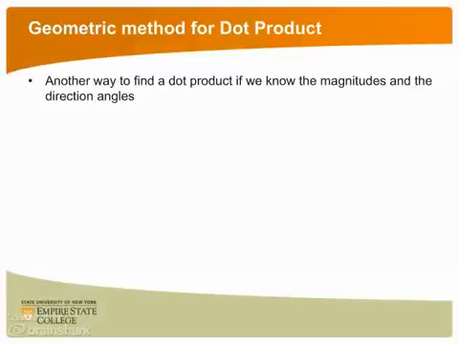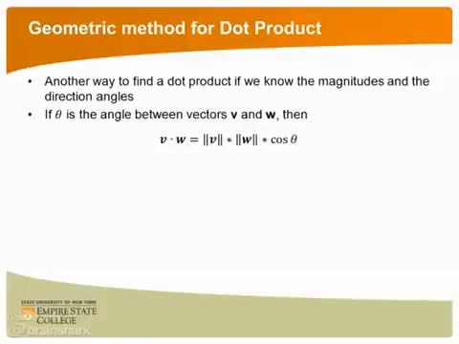There is an alternate method for finding the dot product if we know the magnitudes and direction angles of the two vectors, instead of their position vector notation. We need to find the angle between the two vectors. If we call this angle theta, then the dot product of vectors v and w equals the magnitude of vector v times the magnitude of vector w times the cosine of theta.